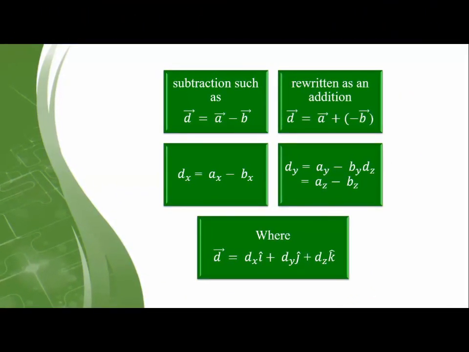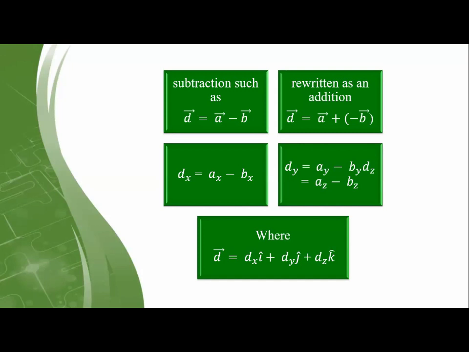We have a choice in step 3. We can express vector R in unit vector notation or in magnitude-angle notation. This procedure for adding vectors by components also applies to vector subtraction. Recall that a subtraction such as D equals A minus B can be rewritten as an addition: D equals A plus minus B.